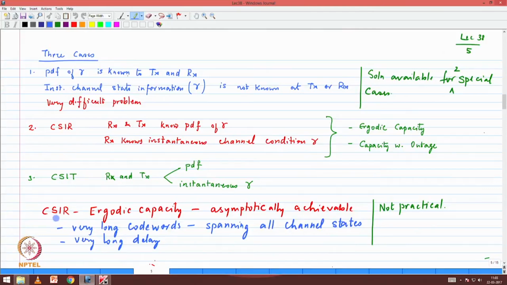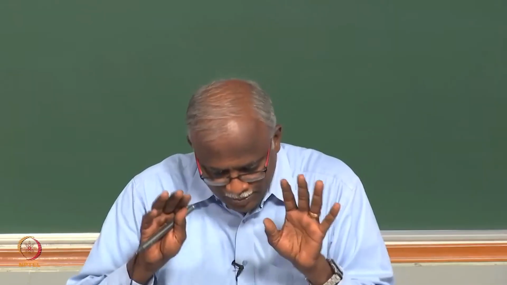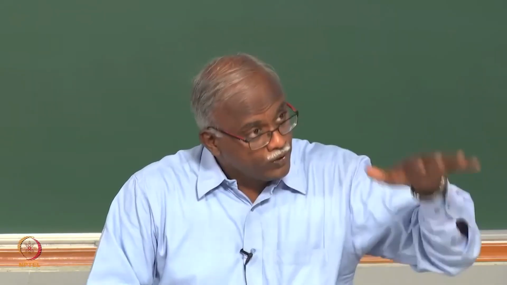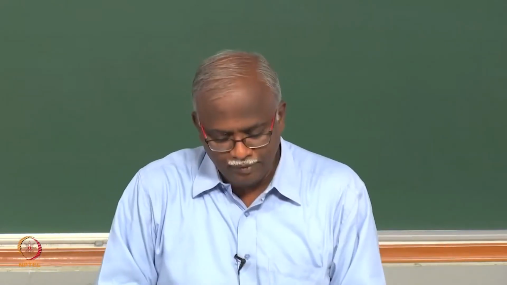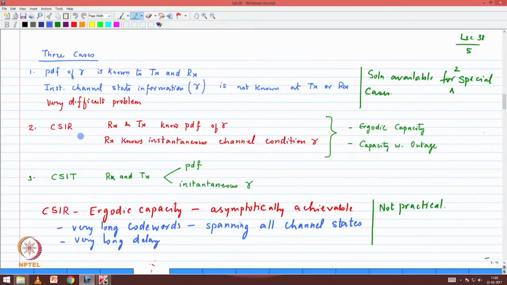Now, CSIR, the case 2 that we studied, the clarification or the point to be taken away is, if I say that I have CSIR and I want to achieve ergodic capacity, what is the method? The transmitter does not know what is the channel condition, so it has to transmit at a fixed rate. However, the channel may be good, it may be bad. We don't know that ahead of time. So the way that ergodic capacity is achieved in the context of CSIR, where only the receiver knows and the transmitter does not know, is that the transmitter must use very long code words. Okay?